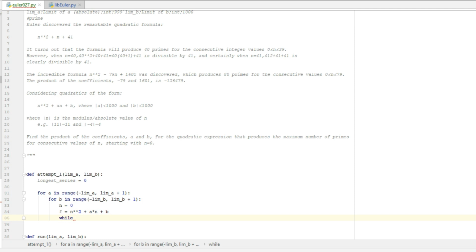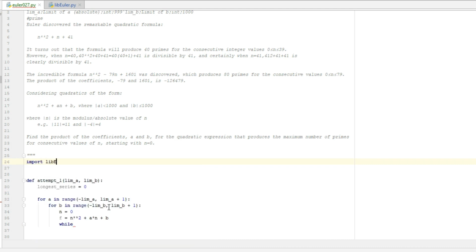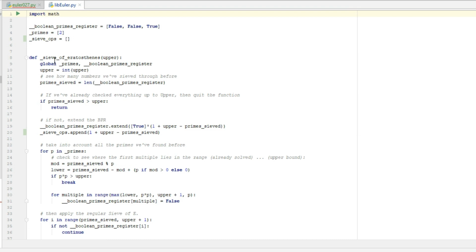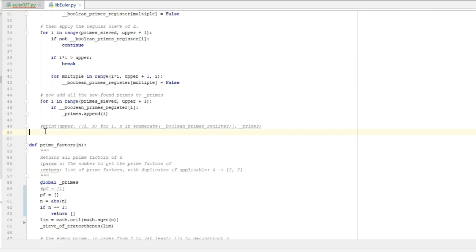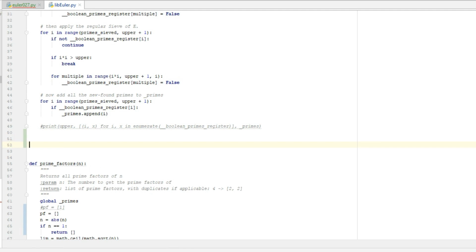And I do want to include that in our lib Euler, so I am going to import solutions.libeuler as e, and I'm going to switch over to lib Euler and add an isPrime method. So here's our sieve, and this determines prime factors based mostly on that particular sieve. But let's make an isPrime method for any given number.